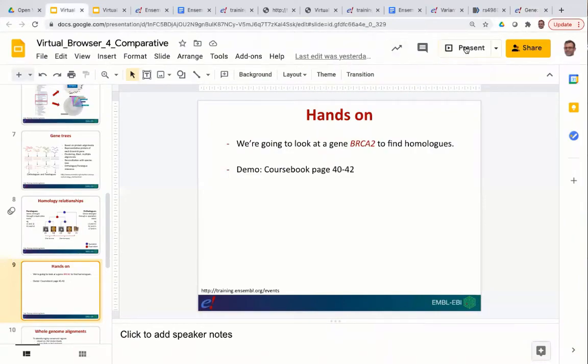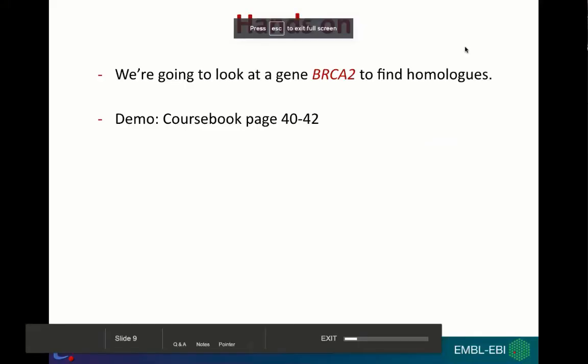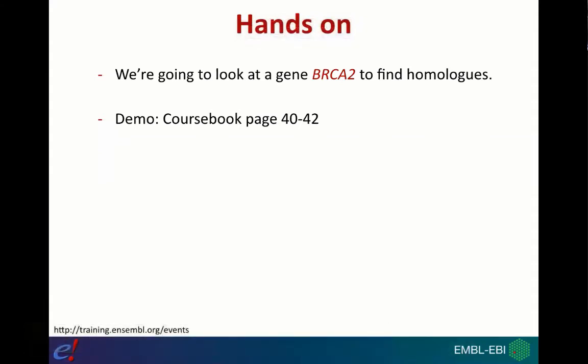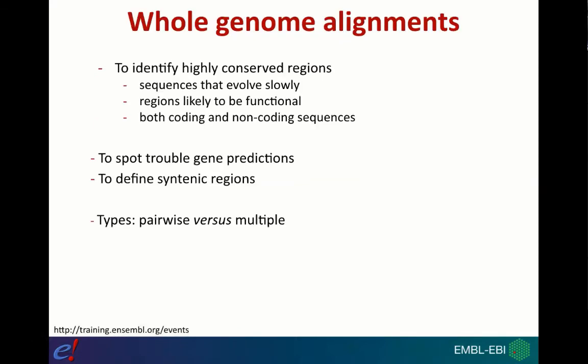So the final thing that we're going to do today in our session is to also look at the whole genome alignment. What we've been focusing on so far is the comparison of the genes across species, but now we want to think about whole genome alignments. Whole genome alignments are really useful to help us identify highly conserved regions across species. These are sequences that are likely to have evolved slowly, and they're also very likely to be functional as well. They can include both coding and non-coding sequences, and they're really useful, at least in Ensembl, to troubleshoot gene predictions and to define syntenic regions as well.